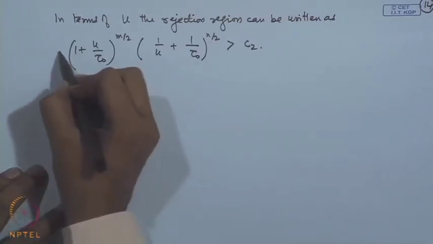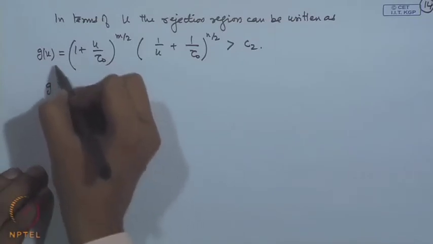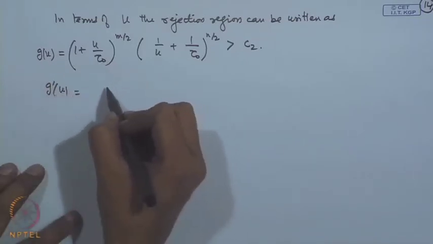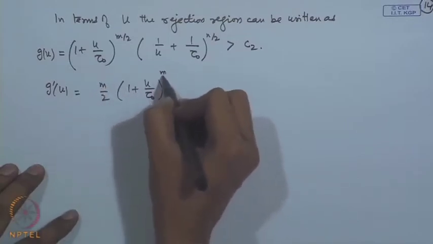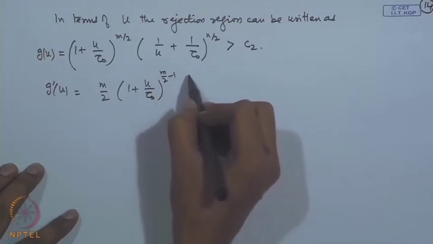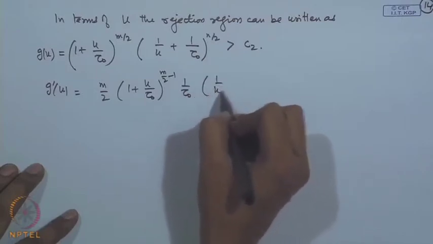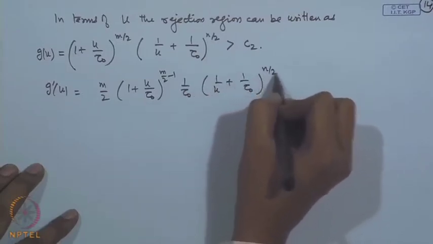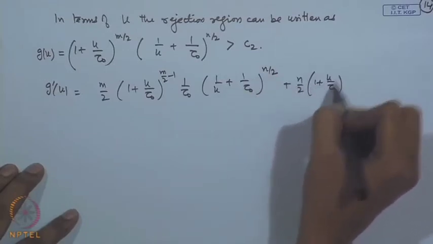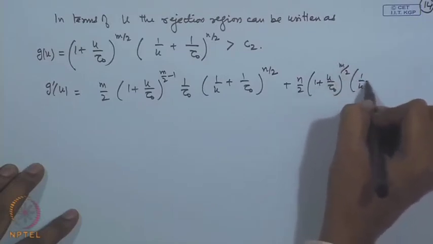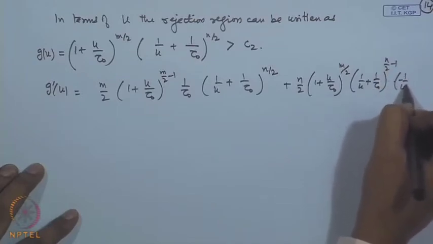Now, let us consider this term as, say, g(u). Then let us look at g'(u), that is equal to (m/2)(1 + u/τ0)^(m/2 − 1) (1/τ0)(1/u + 1/τ0)^(n/2) + (n/2)(1 + u/τ0)^(m/2)(1/u + 1/τ0)^(n/2 − 1)(−1/u²).